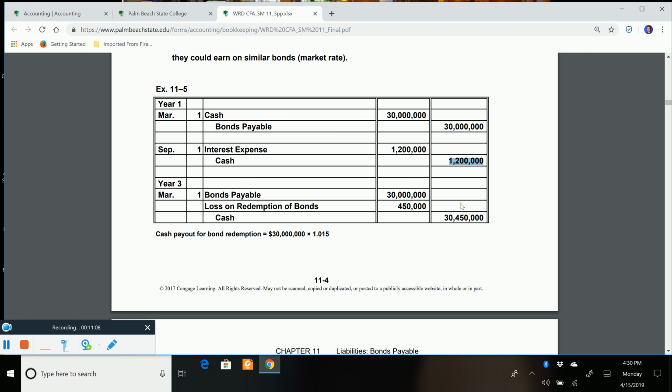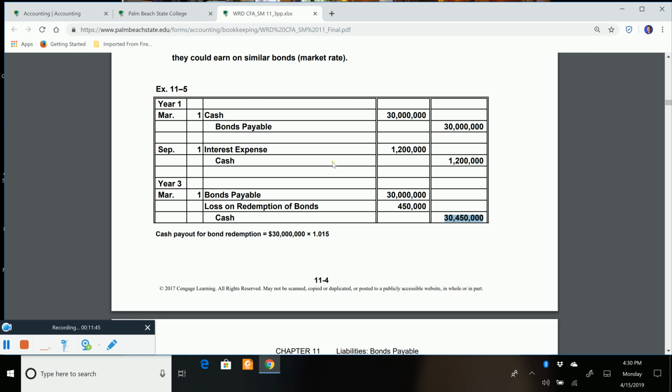Now, year 3, on September 1st, we called the bonds at 101.5. What does 101.5 mean? That means 101.5% of the face value. That's what we actually had to pay the bondholders for paying them off early. So if you take the principal of $30 million and you multiply it by 1.015, you are going to get this amount. And this is the amount we need to pay to the bondholders.